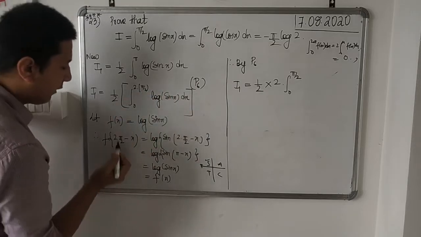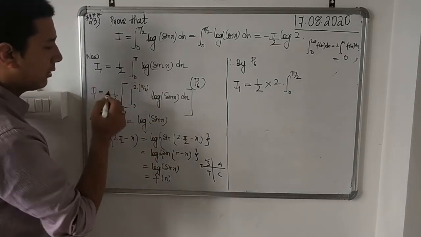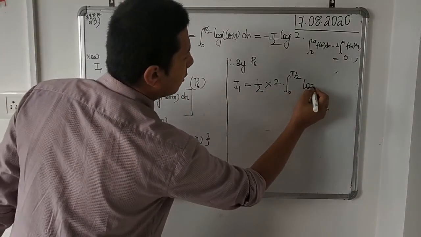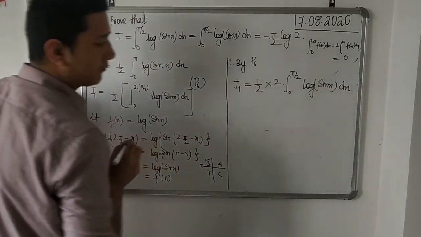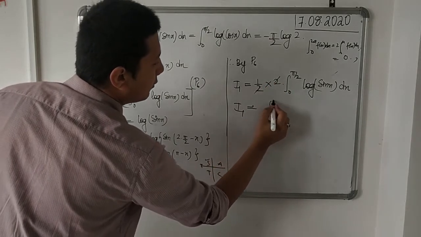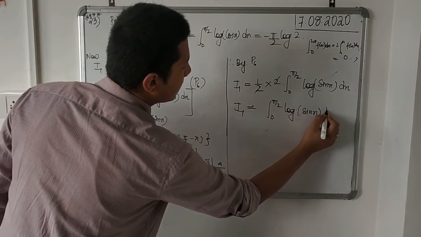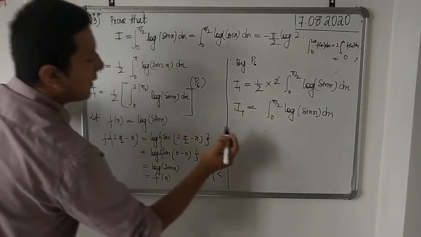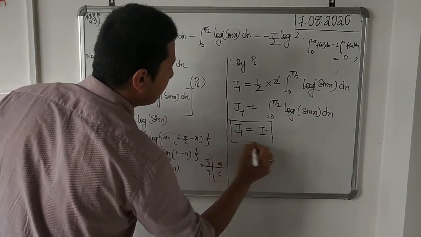This integral satisfies property 6, so hence the value for this integral will be no more 0 to 2pi, but it will be twice 0 to a, that is pi by 2, of log sin x dx. Clear? So therefore I1 will be 2 times the integral from 0 to pi by 2 of log sin x dx. Now what is the value for the integral 0 to pi by 2 of log sin x dx? It is I. So hence I got I1 is equal to I. Now my job is done.